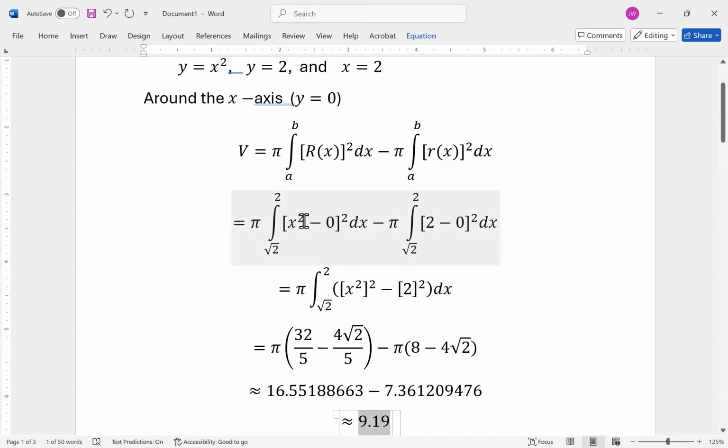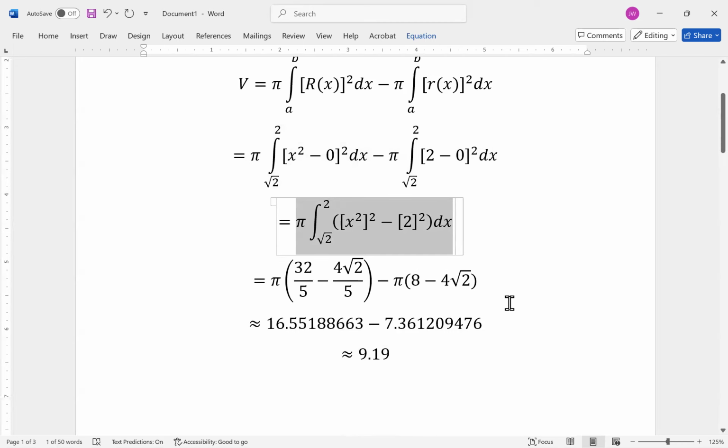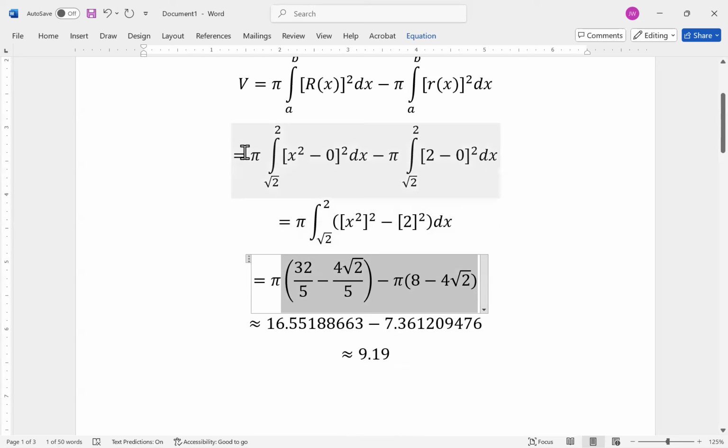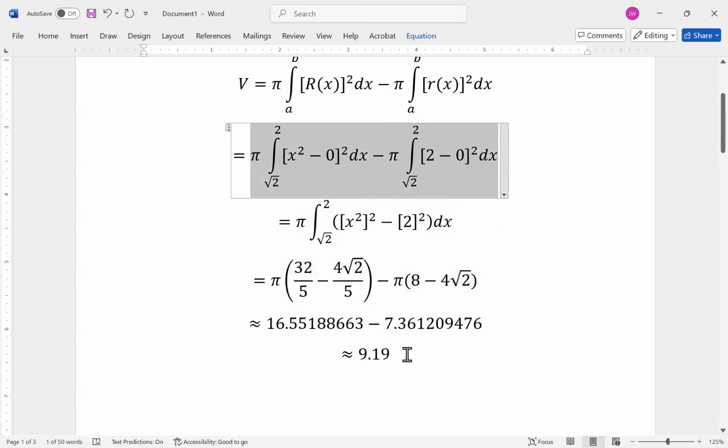So there you go. You can plug this in with one line on your calculator. If you like one integration, you can plug in one integration on your calculator. If you want to do things by hand, you can. If you just want to plug this whole thing in and get a 9.19, that's fine too.